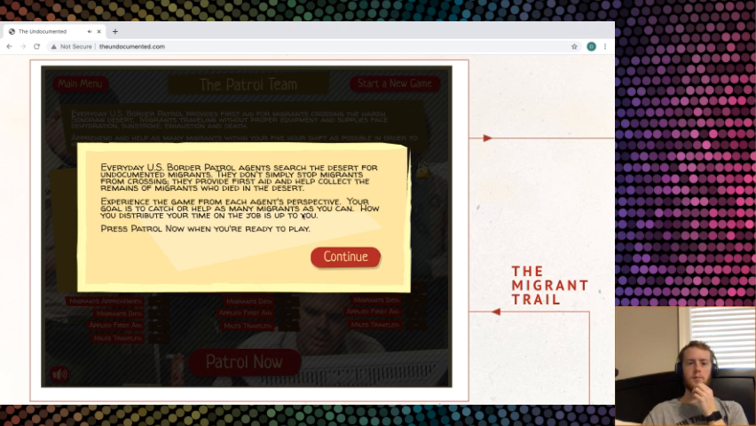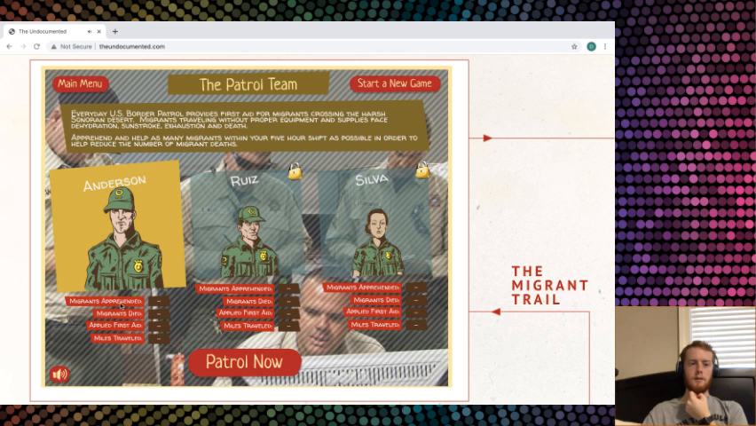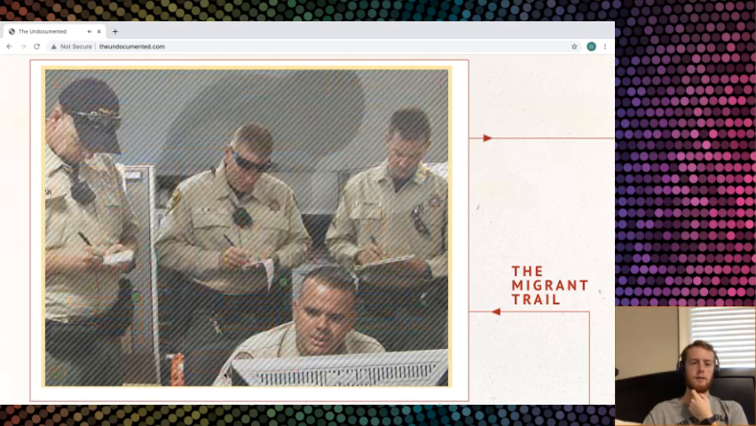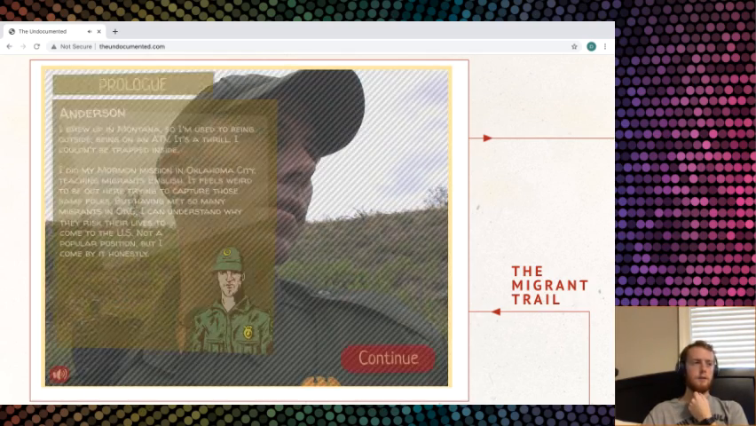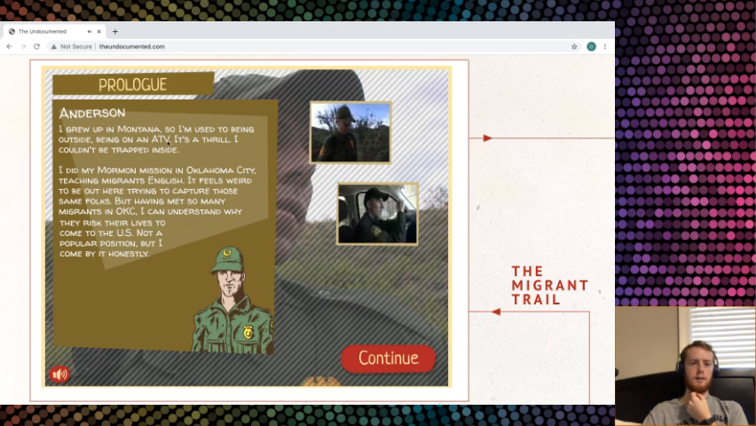Experience the game from each agent's perspective. Your goal is to catch or help as many migrants as you can. How you distribute your time on the job is up to you. Okay. So you can play as Anderson, Ruiz, or Silva, but Ruiz and Silva are locked, it looks like. So, looks like you have stats for migrants apprehended, migrants died, applied first aid, miles traveled. Okay, so let's patrol. Oh, so I guess this is Anderson.